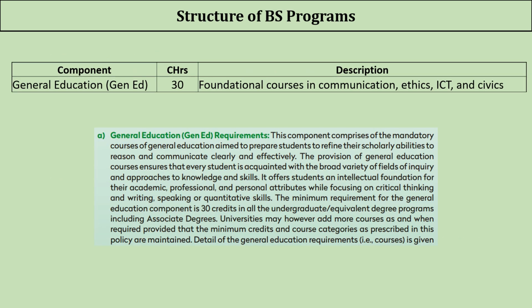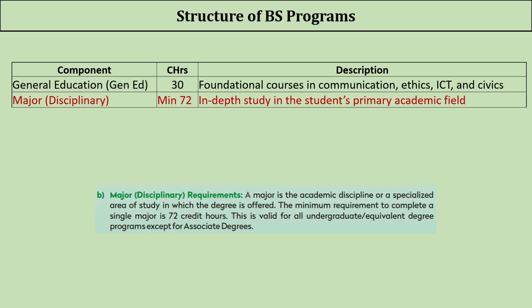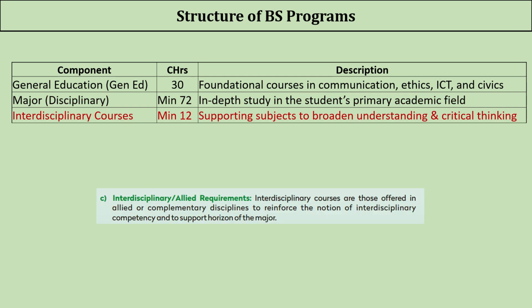The structure of the BS program: general education, 30 credit hours. These are broad-based courses designed to build essential life and academic skills such as writing, communication, critical thinking, digital literacy, and civic awareness. They create a well-rounded foundation for any career path. Major or disciplinary courses, minimum 72 credits: the major represents the student's chosen area of specialization, whether it is physics, literature, business, computer science, or any other discipline. This component provides depth of knowledge and mastery in the core subject.